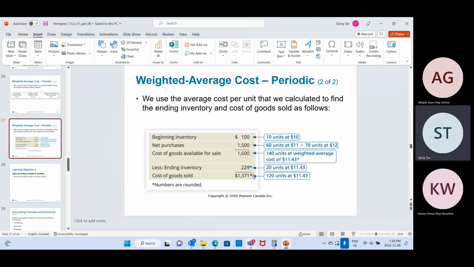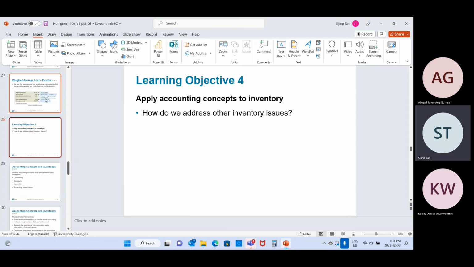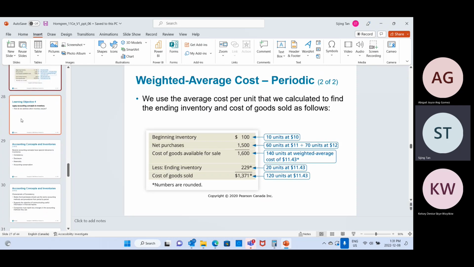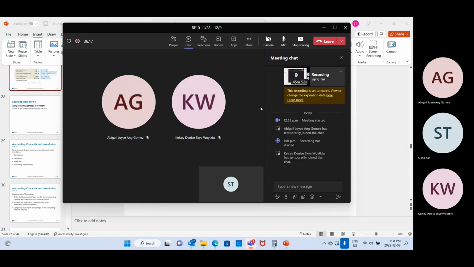Then we have 20 units left at $11.43. So the total ending inventory will be $229. Cost of goods sold will be $1,371. Actually, it's higher than the FIFO method, right? FIFO is $1,360. So the weighted average cost method is higher than FIFO if the inventory price goes up. So that is all for the two different methods under the two different inventory systems. Any questions on that?